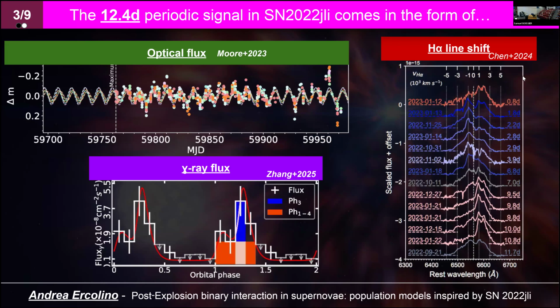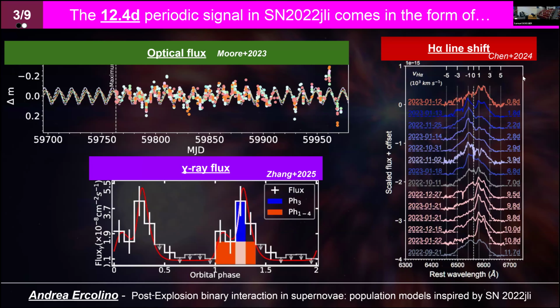For example, gamma ray flux, where gamma ray is observed from this supernova, and they have a 12.4-day modulation. So every 12.4 days, the gamma ray flux goes up and goes down, which makes sense if you think about a binary system, and each time you have the compact companion just sweeping through the material.